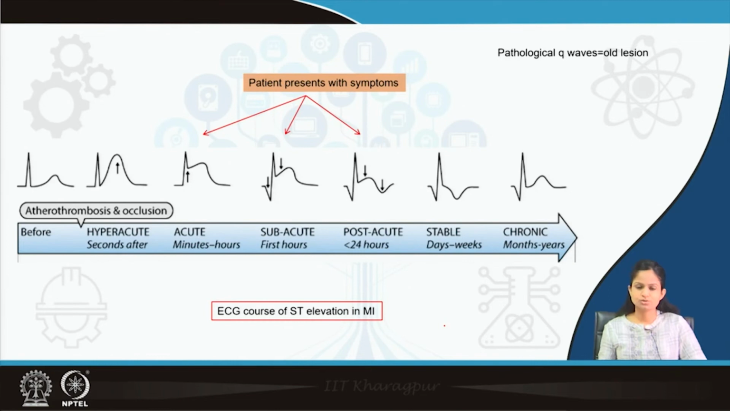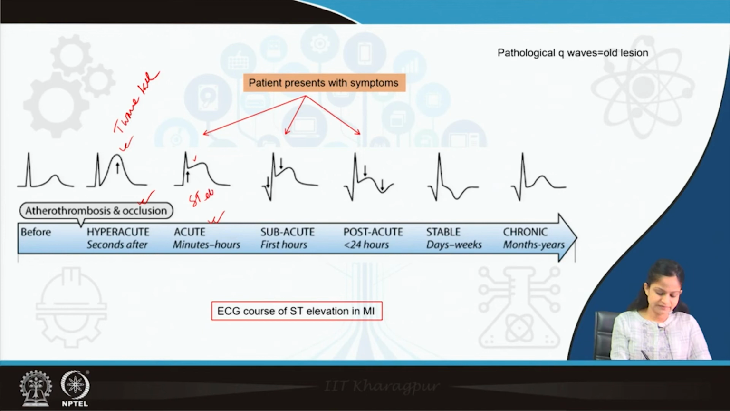So, what is the ECG course of these STT changes and the T wave morphology changes in myocardial infarctions? Initially, whenever the occlusion is occurring, there is hyperacute T wave formation. This we can see, the T wave is tall, without any STT changes. Then in acute conditions, generally within minutes to hours, there will be ST elevations. We can see that this is ST elevation. Subacute means when certain hours have already progressed. This is ST elevations, this is ST elevations.